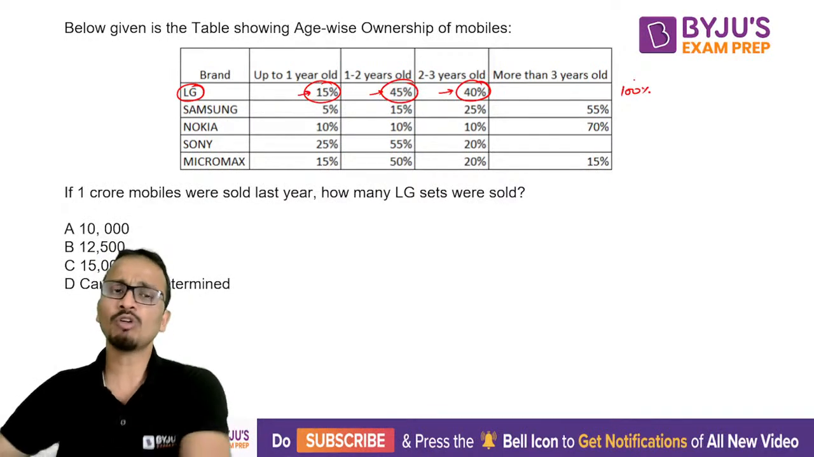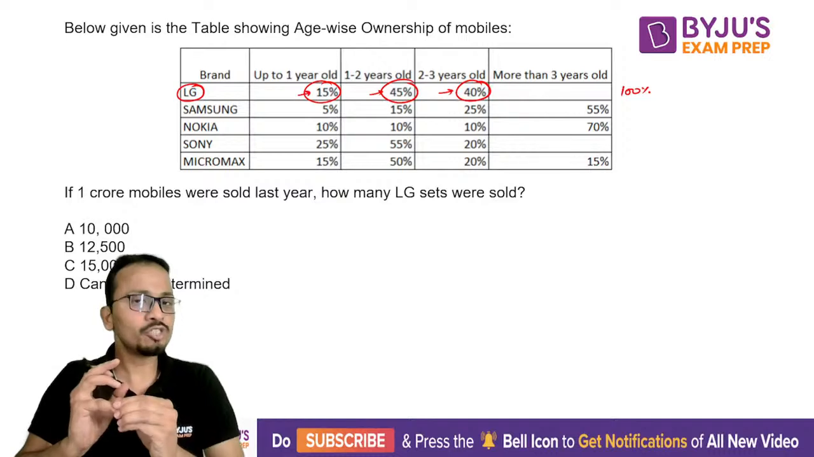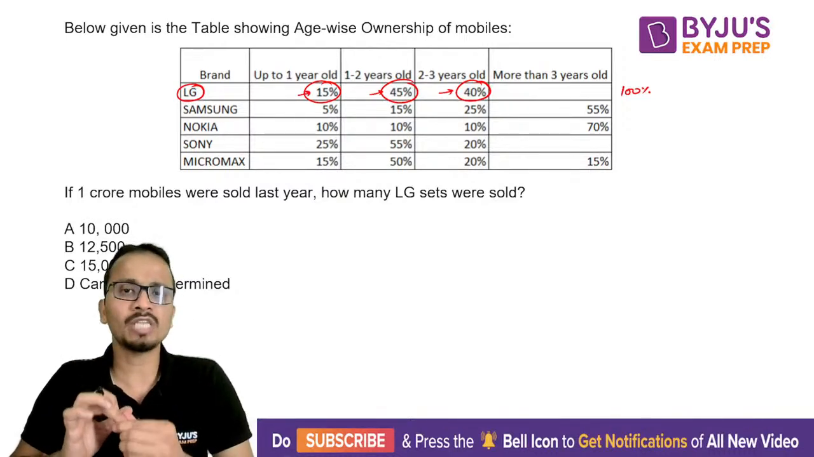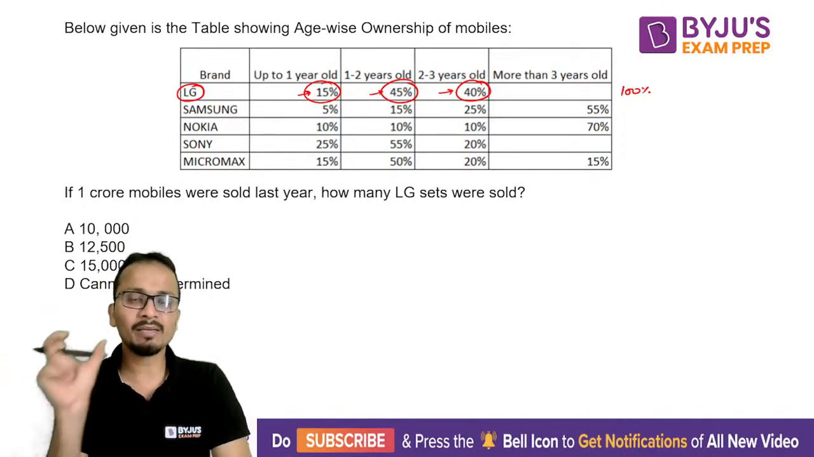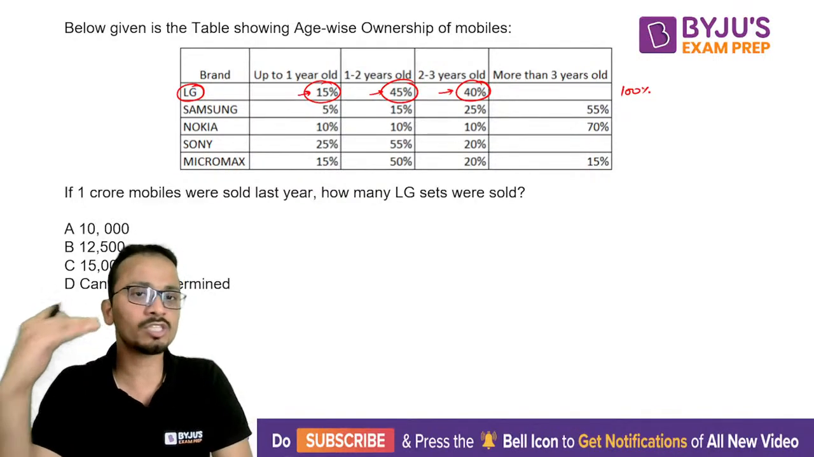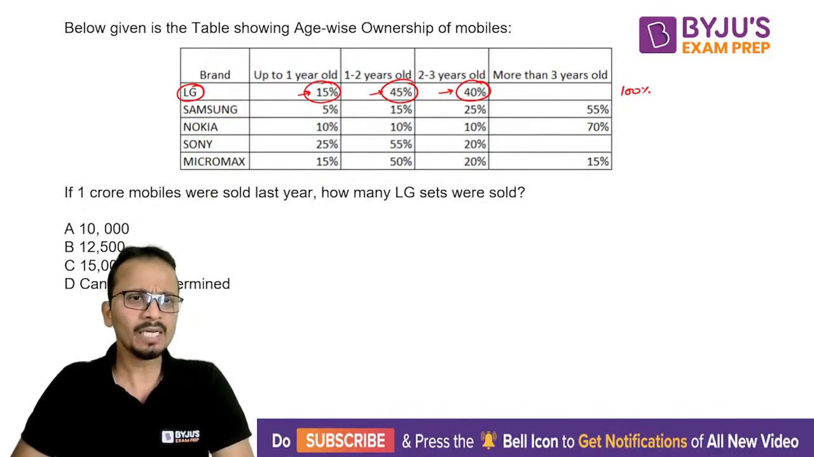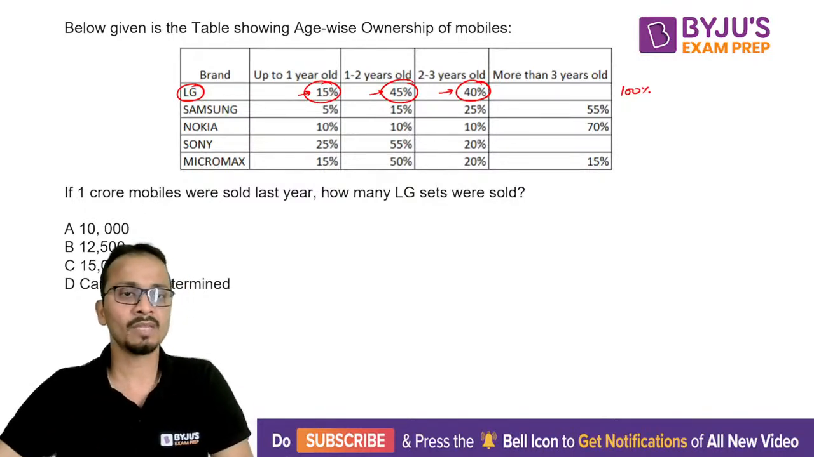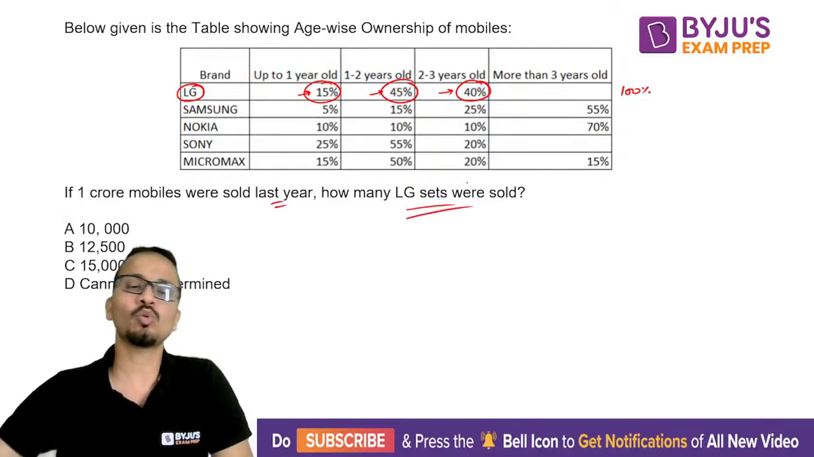All right. So, out of total mobile phones which are sold for LG, 15% are 1 year old, 45% are 1 to 2 year old, and 40% are 2 to 3 year old. So the 100% is becoming horizontally for total LG. Similarly, figures for Samsung, Nokia, Sony, and Micromax. All right. Now, further question says that if 1 crore mobile phones were sold last year, how many LG sets were sold?